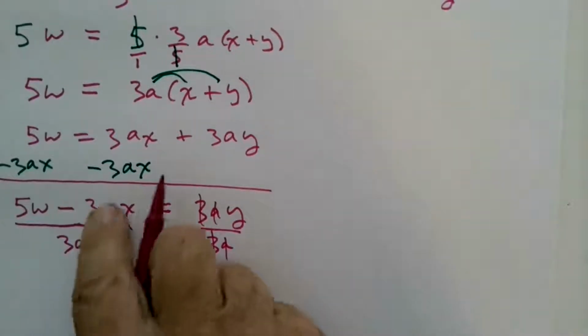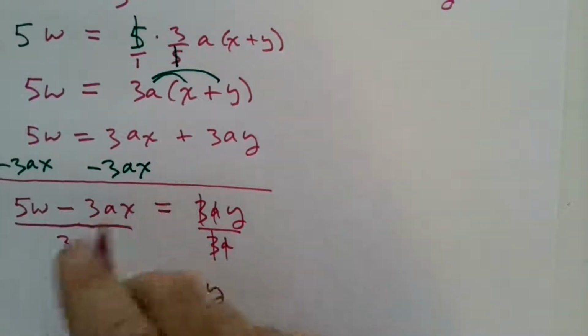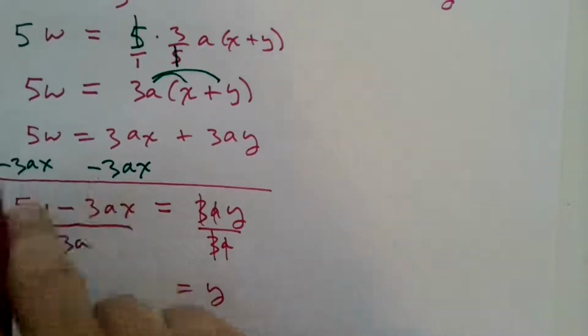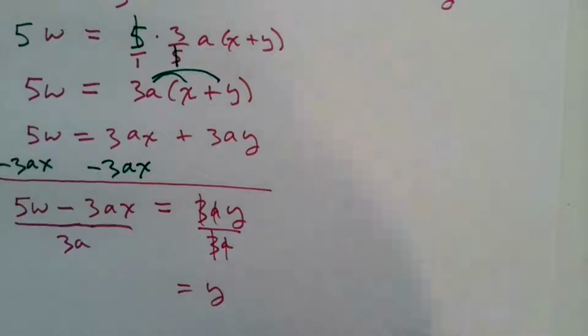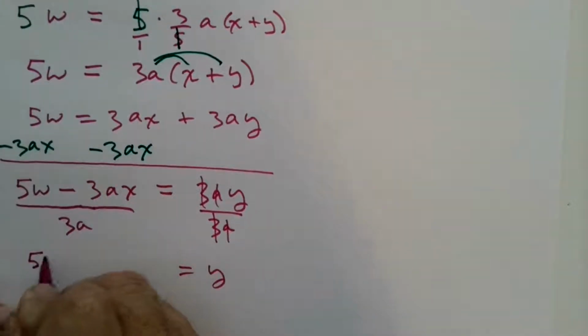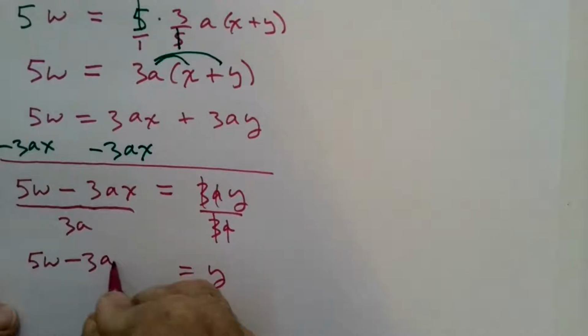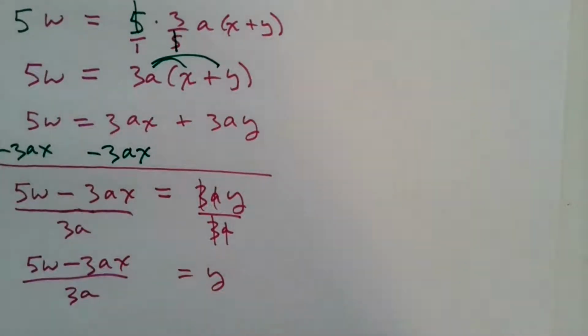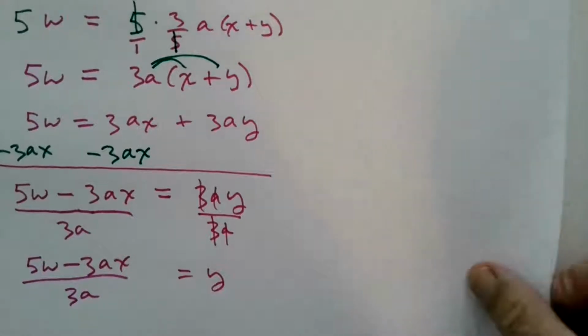You may be tempted on the left side to divide these out. Again, do not. There's a minus sign there that makes those terms. You would need to have a 3A in both of these pieces to be able to divide it out, and you do not have that. So our final answer is 5W minus 3AX over 3A equals Y. All right, let's move on to another sort of question.